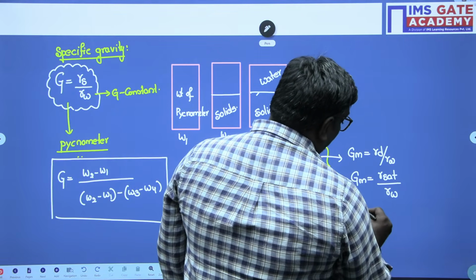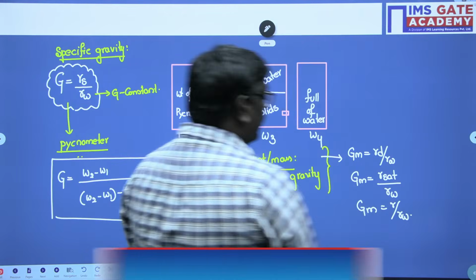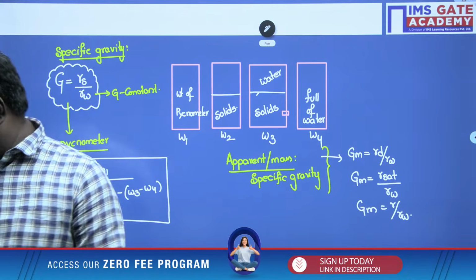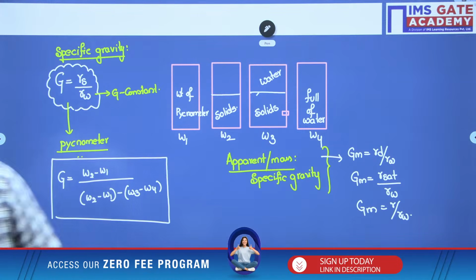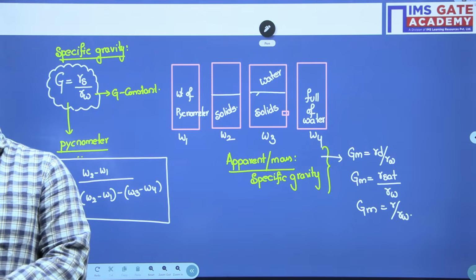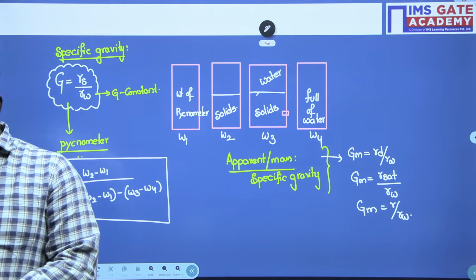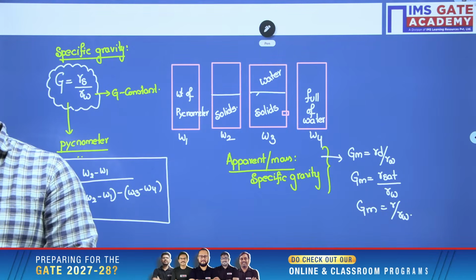Mass specific gravity in bulk state will be gamma by gamma W. I hope you are clear, my dear students. So please write this down. True specific gravity is always constant, and remember that, sir, mass specific gravity is not constant, and it will keep on changing, my dear students.